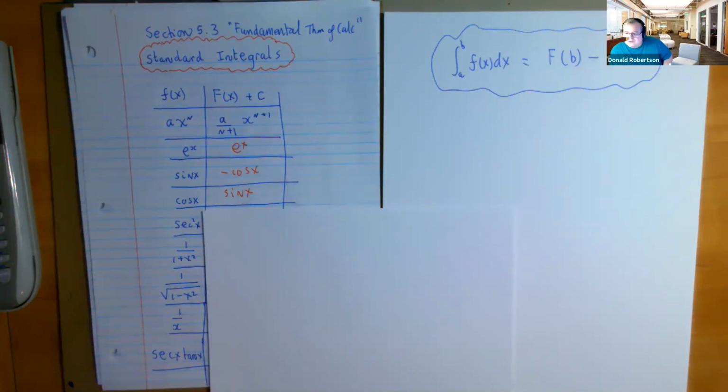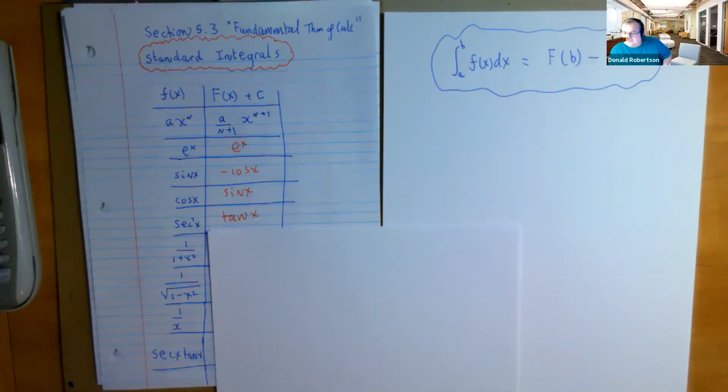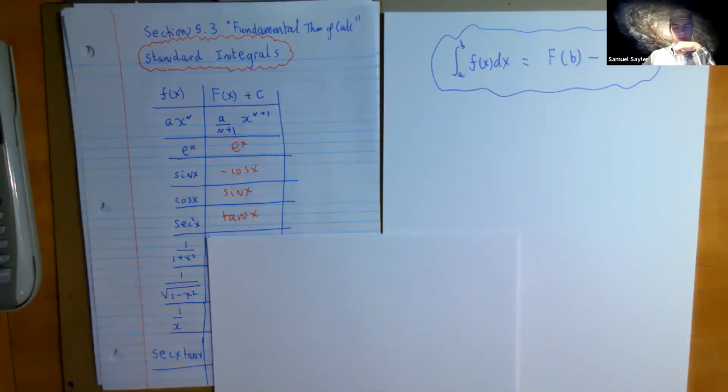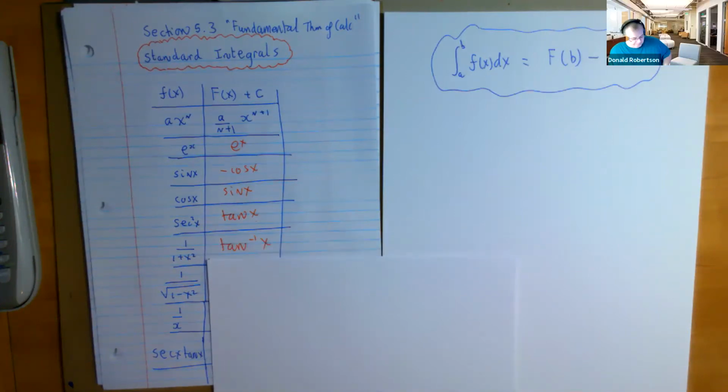Okay. Secant squared. Tangent squared x? Take out the square, but tangent. Tangent x. 1 over 1 plus x squared. Natural log. Arctan? I hear natural log. I like it. You're right. Oops. Well, I'll show you now.